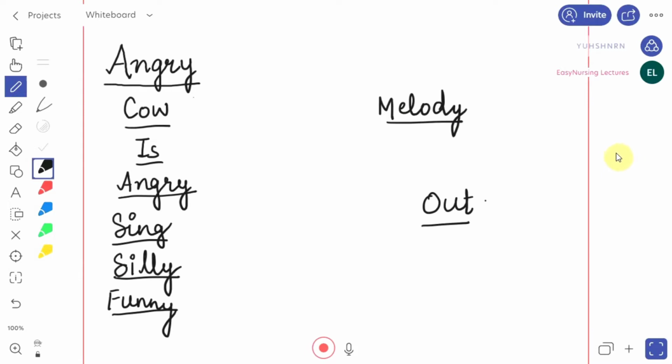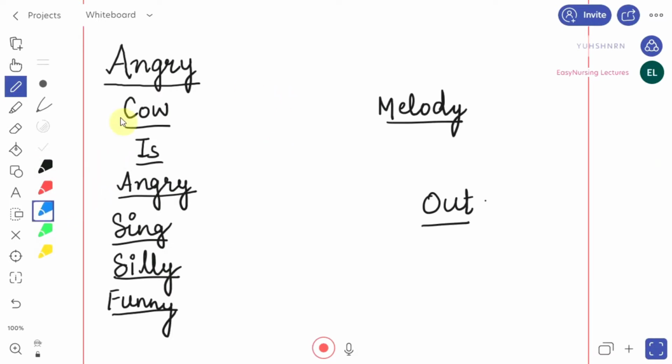So today we are going to talk about the Krebs cycle. I am making the Krebs cycle very easy for you, and you will learn it in a few minutes. Okay, so we'll start with the mnemonic. The mnemonic says, Angry Cow Is Angry, Sing Silly Funny Melody Out. I know again it's a lame one, but still it will help you to remember the key molecules involved in the Krebs cycle, which is Angry Cow Is Angry, Sing Silly Funny Melody Out.